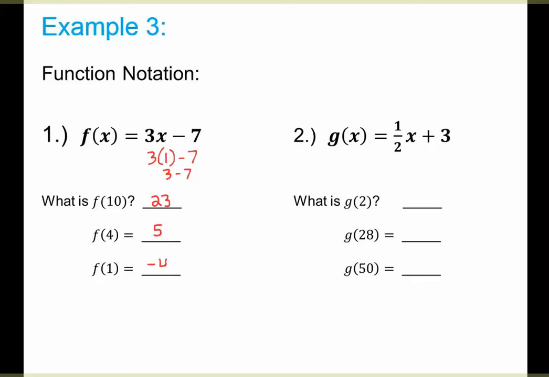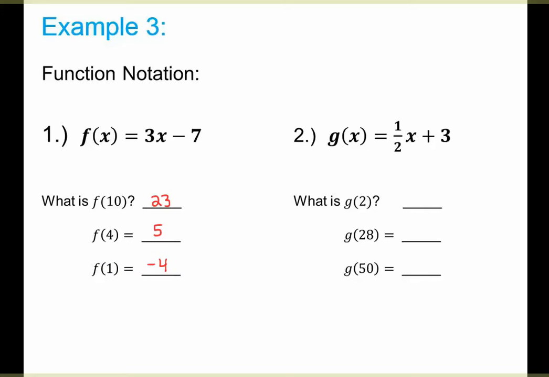Okay? And you can think of these as like ordered pairs, right? If you had to graph them. This guy here would be 10, 23. This guy here would be 4, 5. And this guy here would be 1, negative 4. All right? Let's go over to the g's.